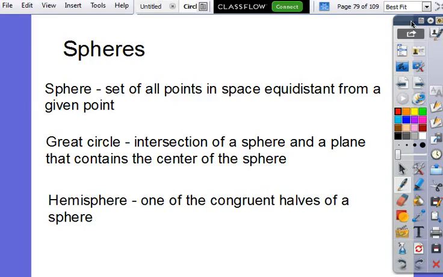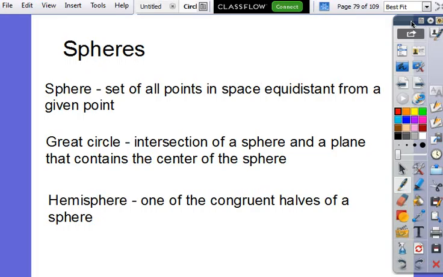Now, the great circle: the intersection of a sphere and a plane that contains the center of the sphere. In other words, if I took a baseball and cut it in half across the center, that flat part on top would be the great circle. Does that make sense? All right. But it's got to go through the center in order to be the great circle. Hemisphere: if you cut the thing in half, you've got the two parts. Those are both hemispheres.